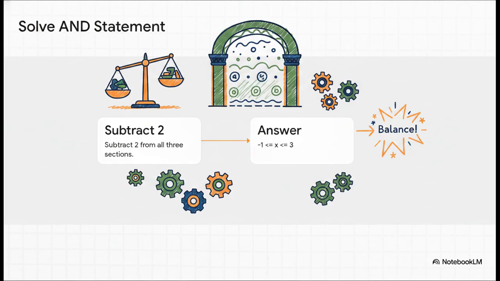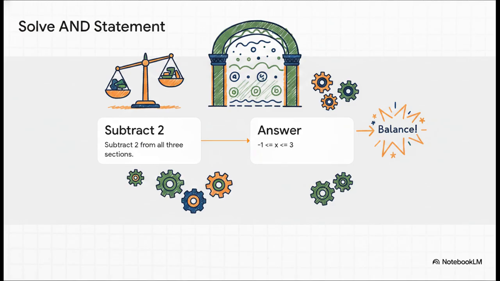This is an and statement. 1 is less than or equal to x plus 2, which is less than or equal to 5. How do we solve this? Well, the golden rule is that whatever you do to the middle, you absolutely have to do to the left and the right sides too. So step 1 is to subtract 2 from all 3 sections.